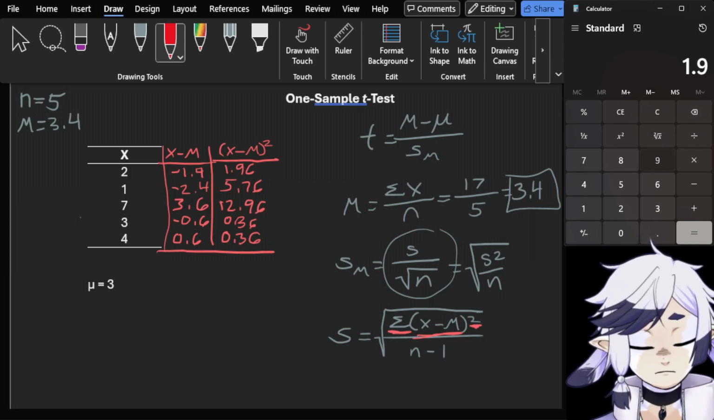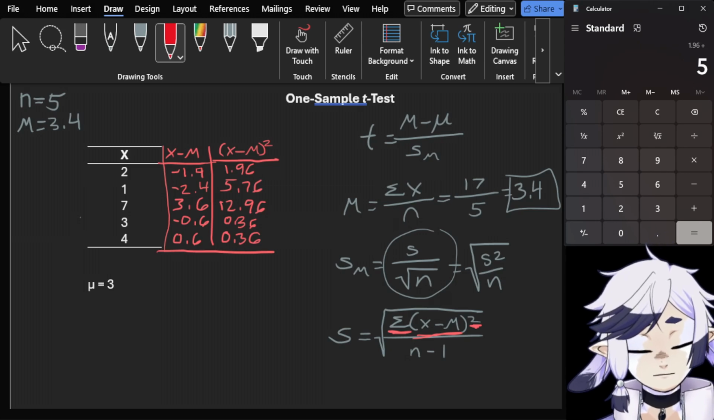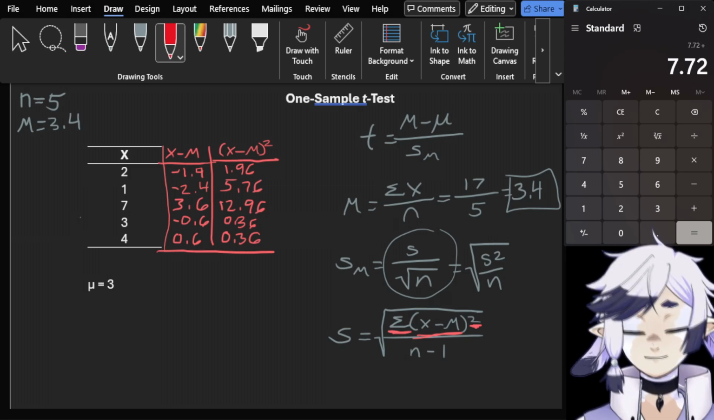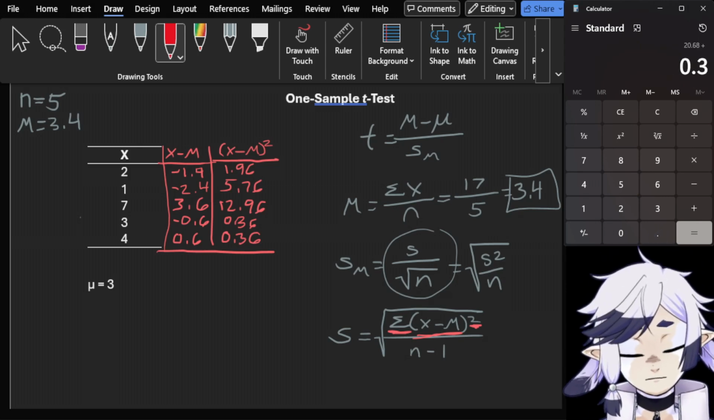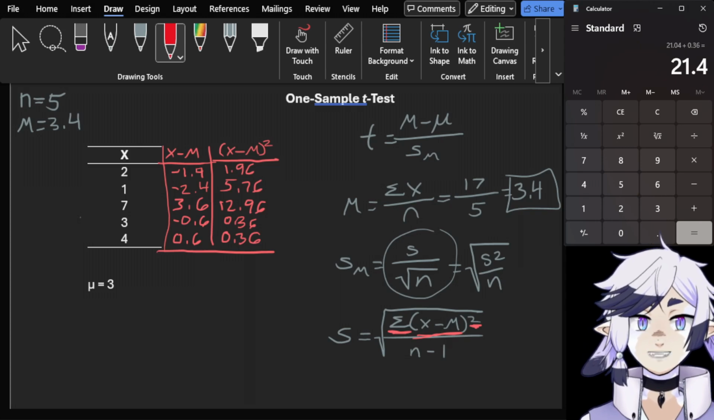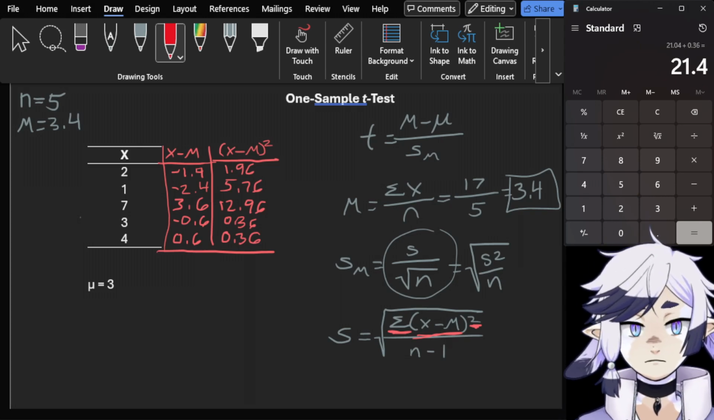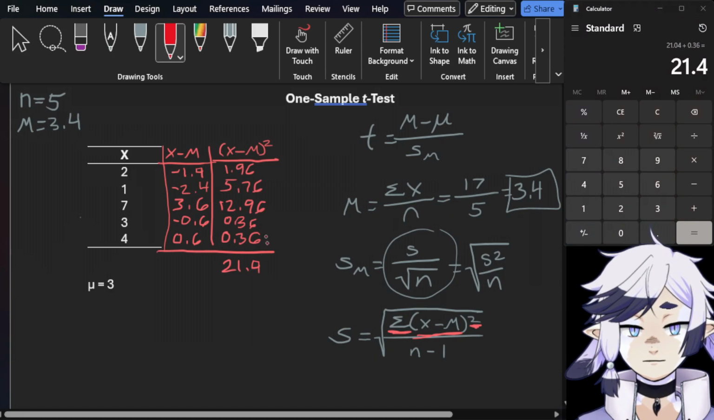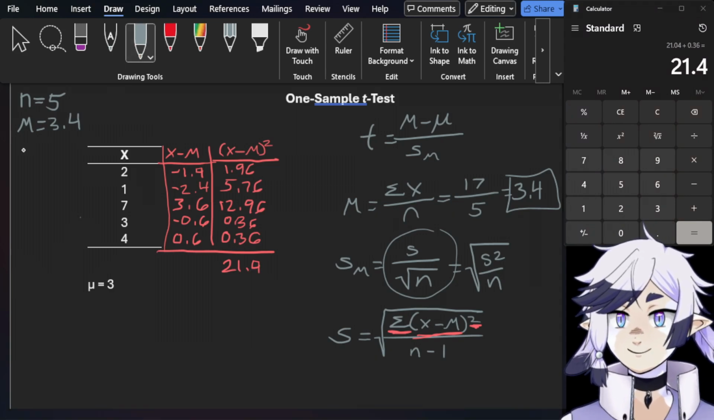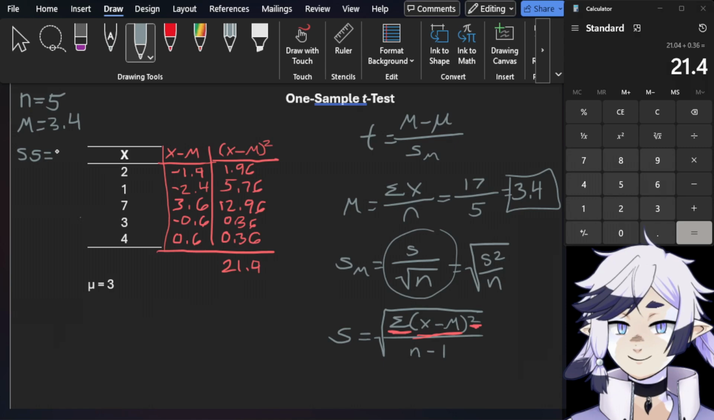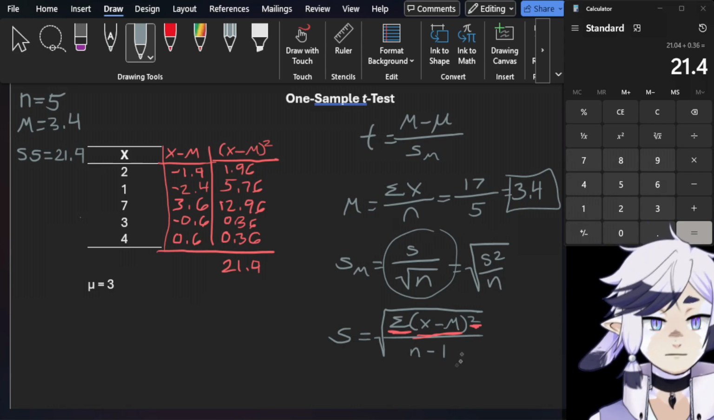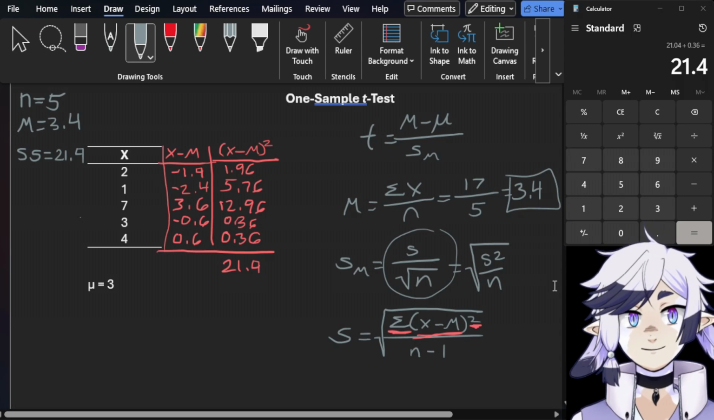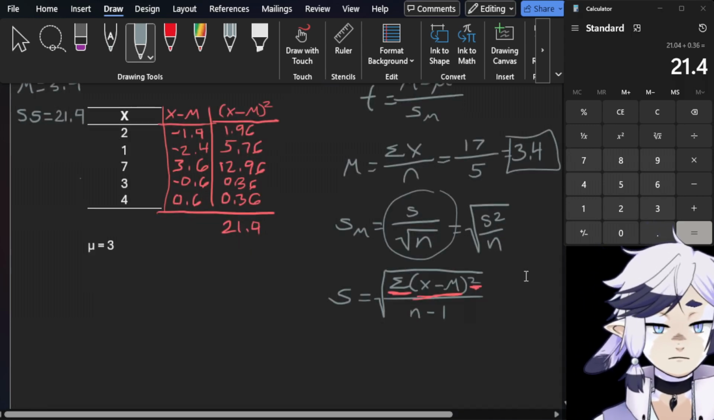So I'm going to take 1.96 plus 5.76 plus 12.96 plus 0.36 plus 0.36. And that's going to give me 21.4. So my sum of squares is going to be 21.4. And of course, I'm going to make a note of that here in case I need it later. There we go. So now we know the top of this equation, and we actually also have enough information to fill out the bottom. So let's keep going with this.